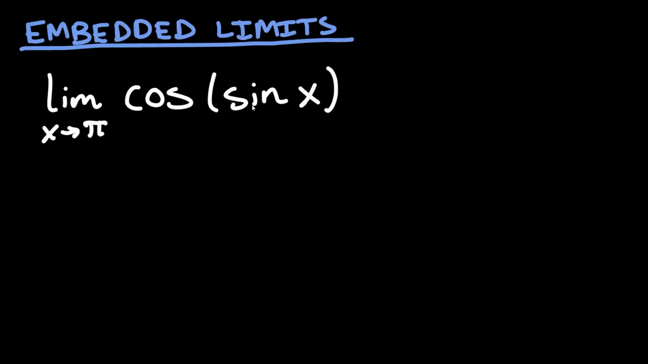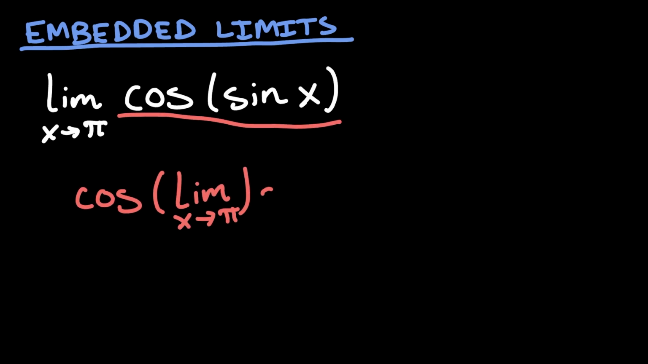First, taking a look at embedded limits, we're finding the limit as x approaches pi of cosine sine x. Now, to be clear, we are not doing cosine times sine x. That is not true, but rather sine x is the argument for cosine, meaning that the sine is actually an embedded function of cosine. So according to our embedded limits law, instead of trying to take the limit of this entire function, we could take the limit of sine x first.